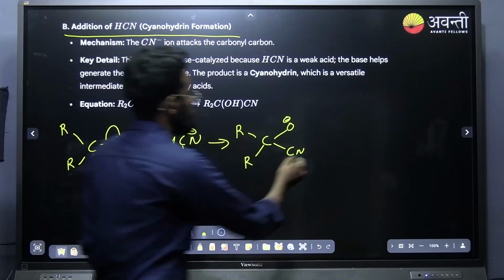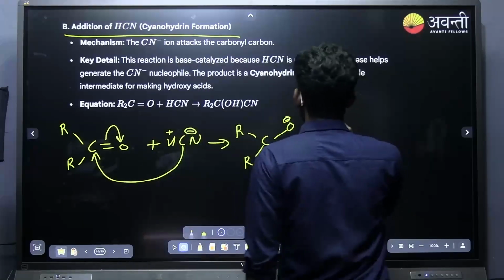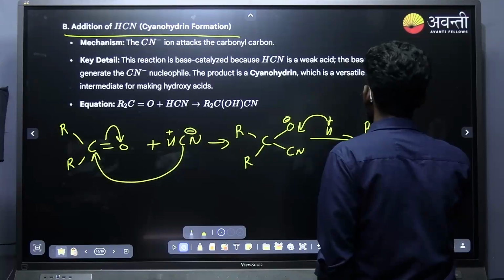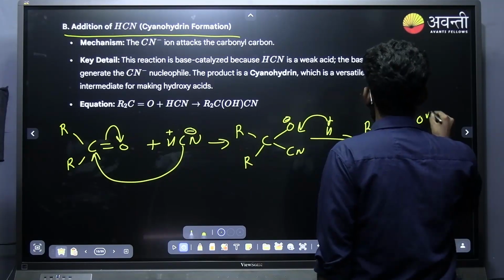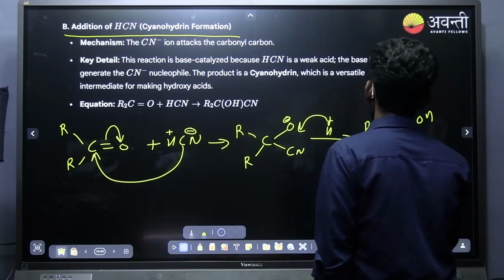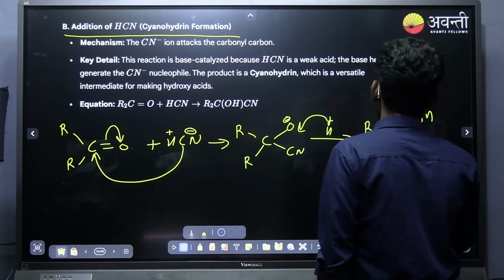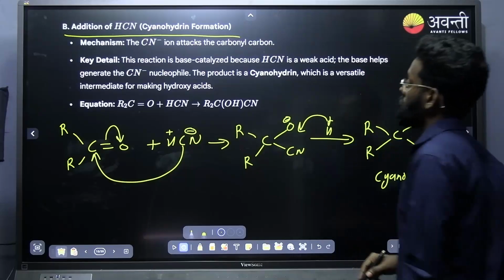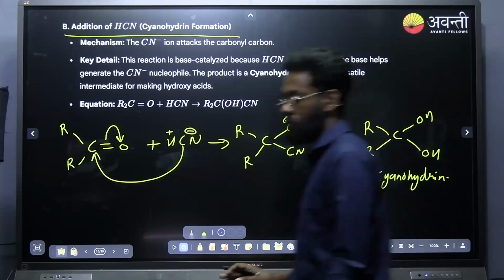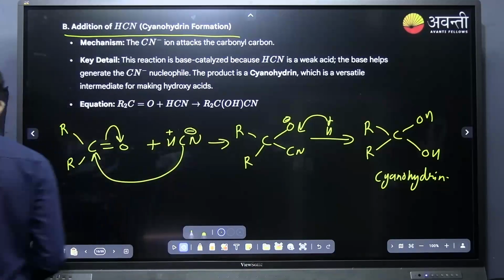Now after this you can see the hydrogen will be attached to the oxygen, resulting in the formation of cyanohydrin. Okay, and we will be getting the cyanohydrin compound. This is the complete reaction of HCN addition. Just note it down. Now I can give you a small question.